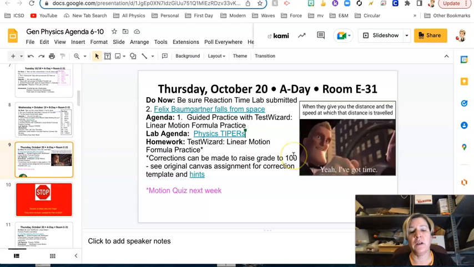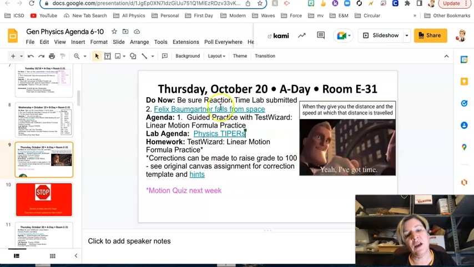All right, so if you look, you can see that every day there's a kind of a warm-up activity that I call the Do Now. And then there's an agenda that tells basically what we're going to do. If there's a lab period, there will be a lab agenda. And then the homework will be listed as well.